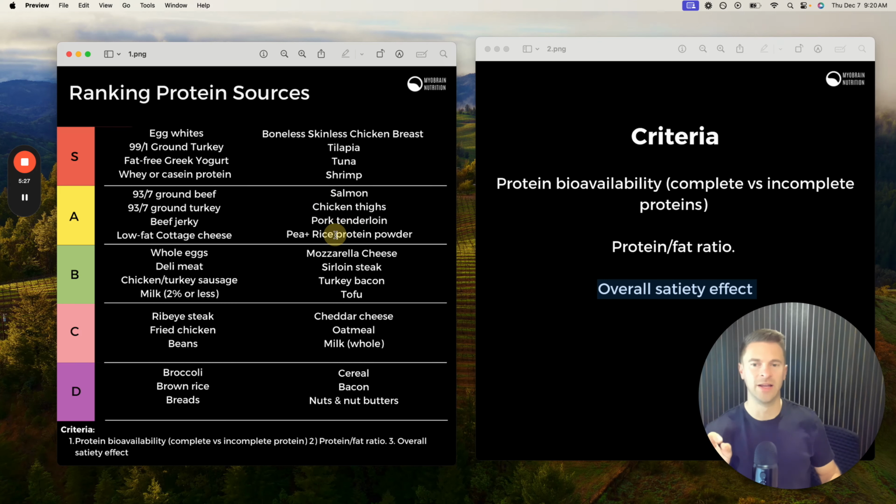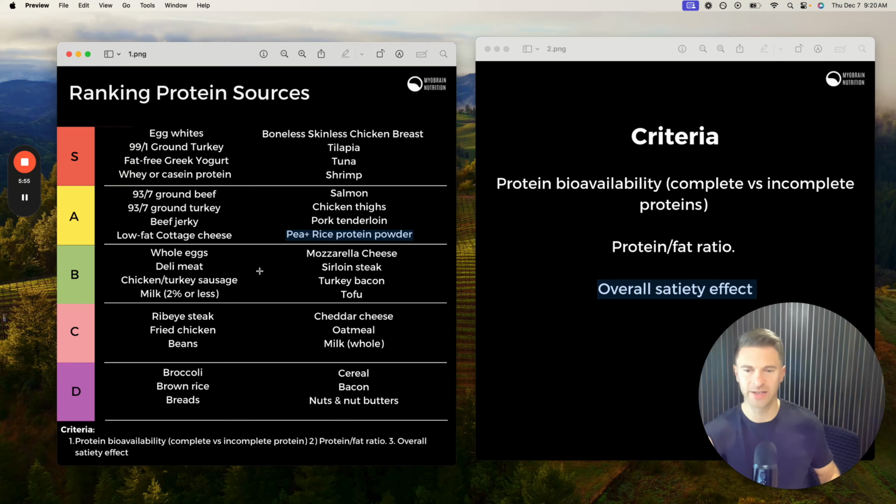Pork tenderloin, and then also I put in a different sort of plant-based protein powder in here. The reason why this is a little bit worse than whey or casein, if you look online, these will often be higher in fat and carbohydrate. So again, this protein to other ratio is not as favorable because they have to put more in it for taste and the thickness of that product.